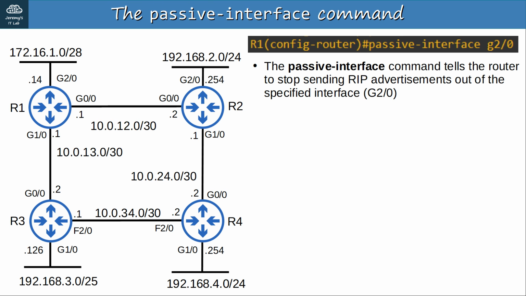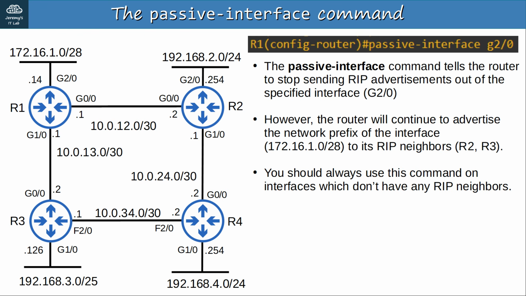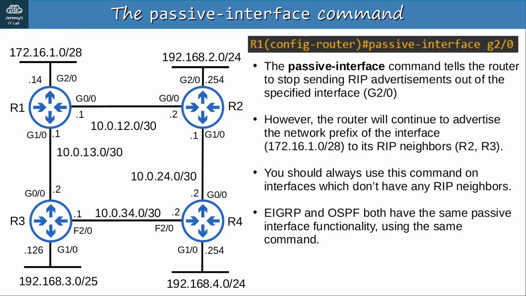The passive-interface command tells the router to stop sending RIP advertisements out of the specified interface, which is G2/0 in this case. However, the router will continue to advertise the network prefix of the interface, which is 172.16.1.0/28, to its RIP neighbors, R2 and R3. It is recommended that you always use this command on interfaces which don't have any RIP neighbors. EIGRP and OSPF both have the same passive interface functionality, using the same command.